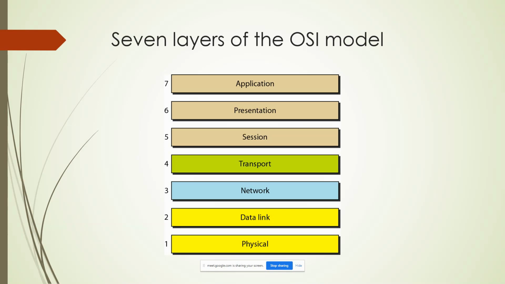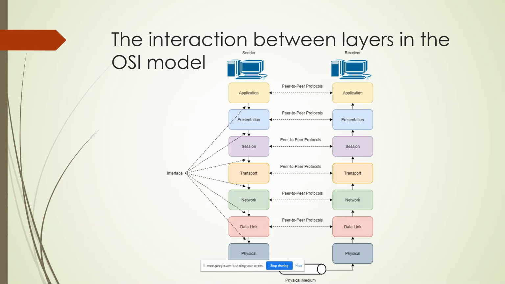Okay. Now we will go through each and every layer one by one, and we will understand what the functions of each and every layer are. Okay. So if I take this diagram, we can see that 7 layers are present in every computer. We can see that the communication is taking place between the sender and the receiver. Obviously the sender will have these 7 layers, and the receiver will obviously have these 7 layers.